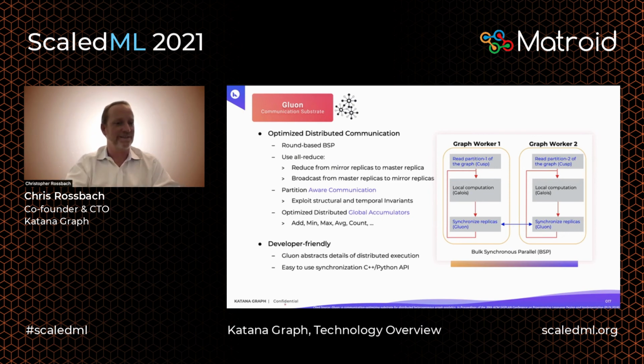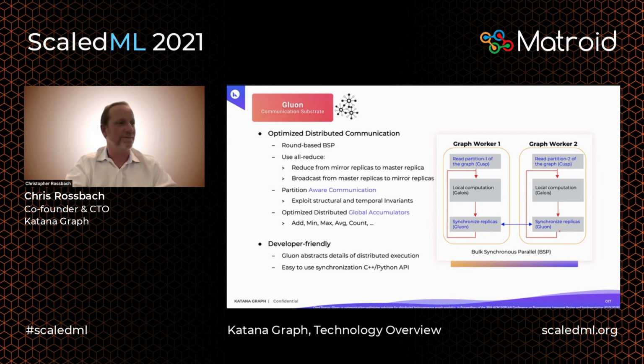And there's a bunch of text here that I'll get back to, but I find it easiest to understand in terms of this diagram on the right, in which we have a two-host cluster comprising graph workers 1 and 2, each of which perform some computation by first reading their partition of the graph, which is determined by CuSP, and then performing in a loop a local computation based on Galois, followed by a synchronization of all of the replica nodes in the graph using Gluon.